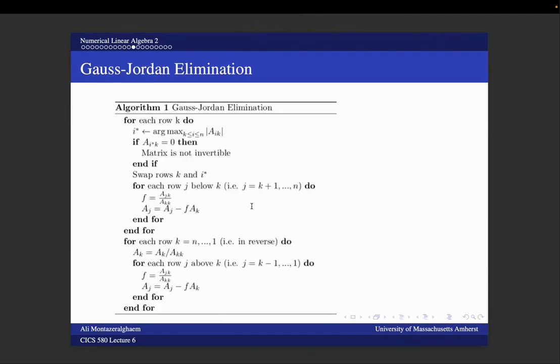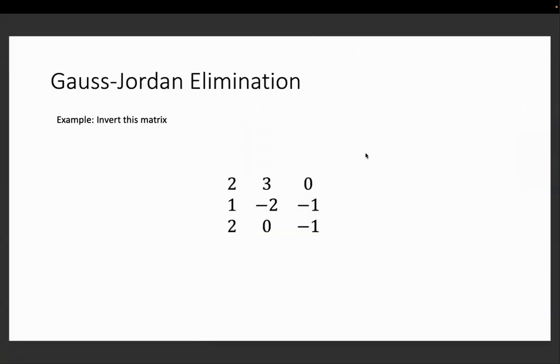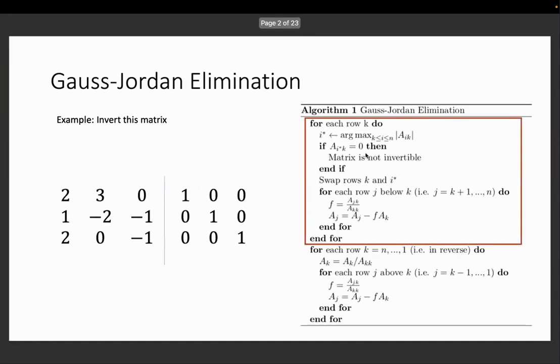And we have a pseudocode for this algorithm, and as you can see, we have two for loops here. The first one is like this, and the second one is just like this. So I have an example to show how this pseudocode works. For example, in the Gauss-Jordan Elimination, we have this matrix, and we want to compute the inverse of this matrix.